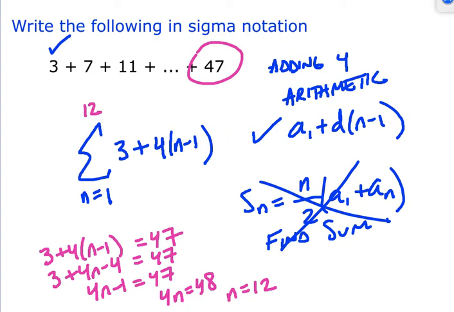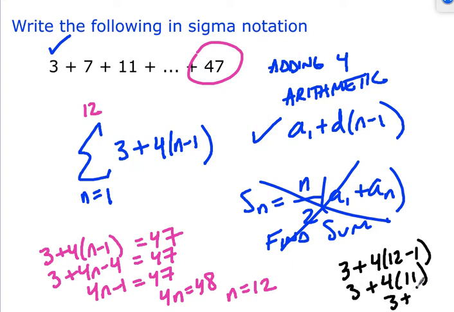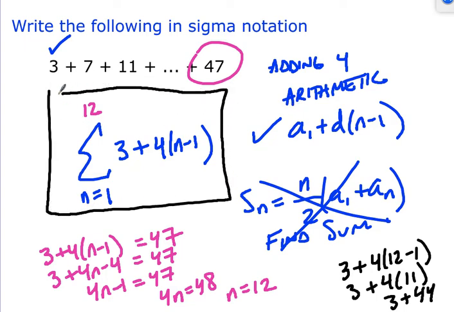And you can always double check that, plug a 12 in for n. 3 plus 4 times 12 minus 1. I should get a 47. So 3 plus 44, yep, that's 47. That works. When I plug a 12 in, I get a 47. So I'm just writing generalized summation notation. I'm not actually finding the sum. I'm just writing the equation.